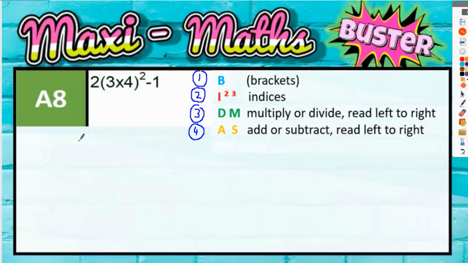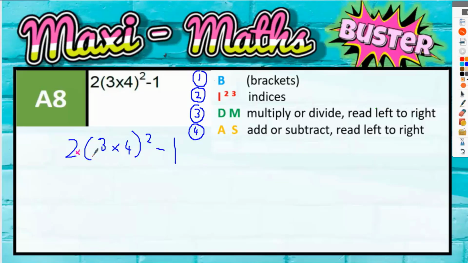So let's have a look at this question that we've got. We've got a 2, and then we've got 3 times 4 in a bracket, which is squared, take away 1. And there is an invisible times sign in between the 2 and the bracket as well. It's that bracket times by 2. Everything in the bracket times by 2. So now we can just start doing these things in the correct order.